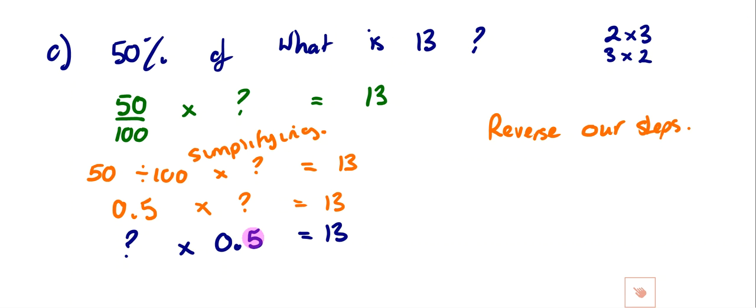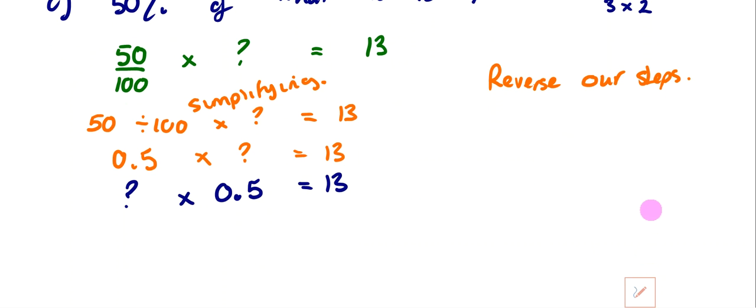Now, why have I done that? You might say that's completely pointless. But for me, that now makes more sense to do what you're saying, which is, well, if I've got something multiplied by 0.5 makes 13, just like Kenji said, we can do the opposite. We can do the reverse steps, which is, instead of multiplying by 0.5, we can reverse it. How do I reverse multiplying by 0.5?